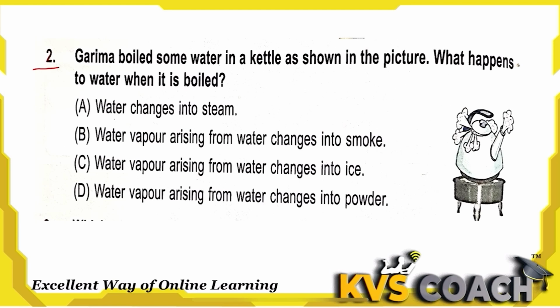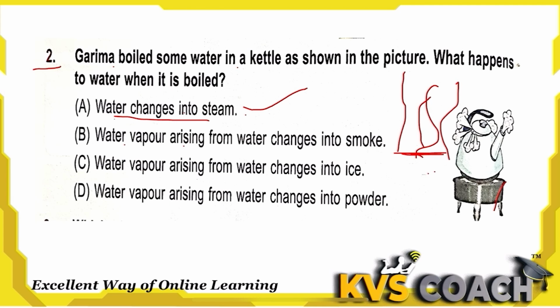Question 2 is, Garima boiled some water in a kettle as shown in the picture. What happens to water when it is boiled? When water is boiled, option A, water change into steam. Option B, water vapor rising from... look, option 1 is the right answer. When water boil, you can see that steam come out. If you have seen the water when it was boiling, when it reaches to the boiling point, then water change into the vapors in the steam.